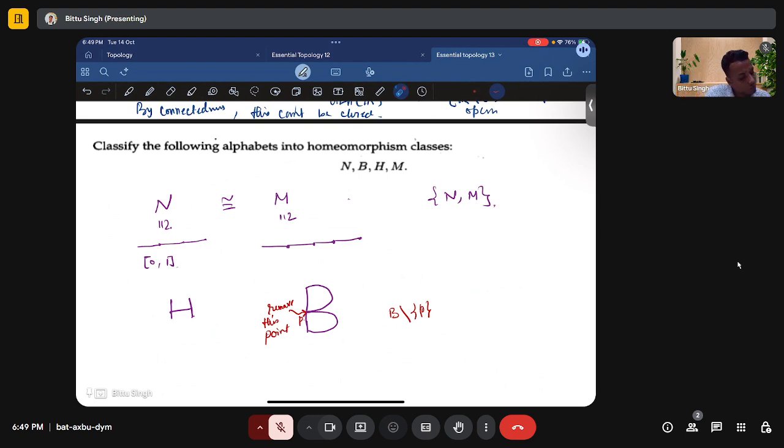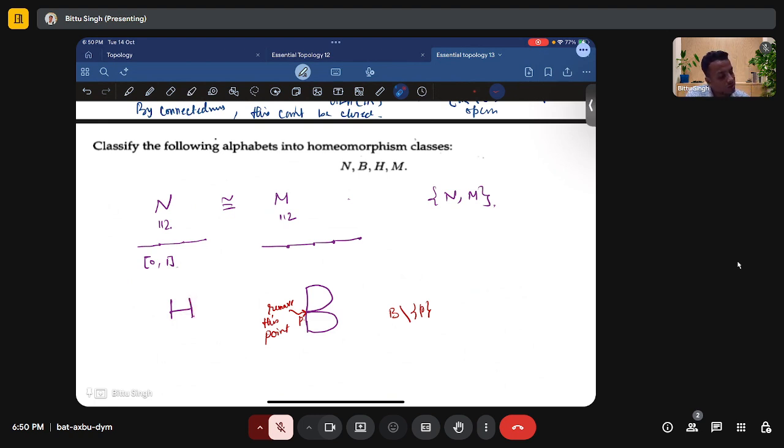So B cannot be homeomorphic to H, because whatever point we remove, for example this point, it will always break into 3. If we remove this point, it will break into 3 components. But if we remove this point, it will break into 2 components. But those 2 components are not homeomorphic to this type of thing, because this is again homeomorphic to some line segment, but this is not homeomorphic to a line segment. Again, we need to remove this point to prove that.